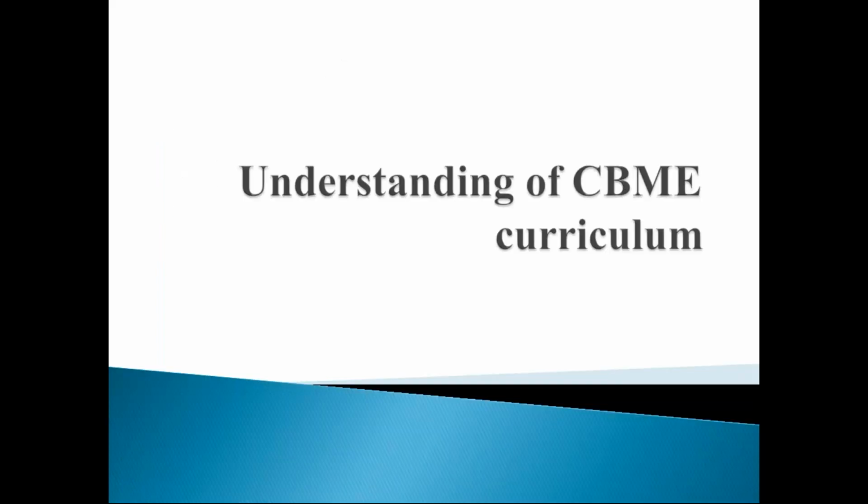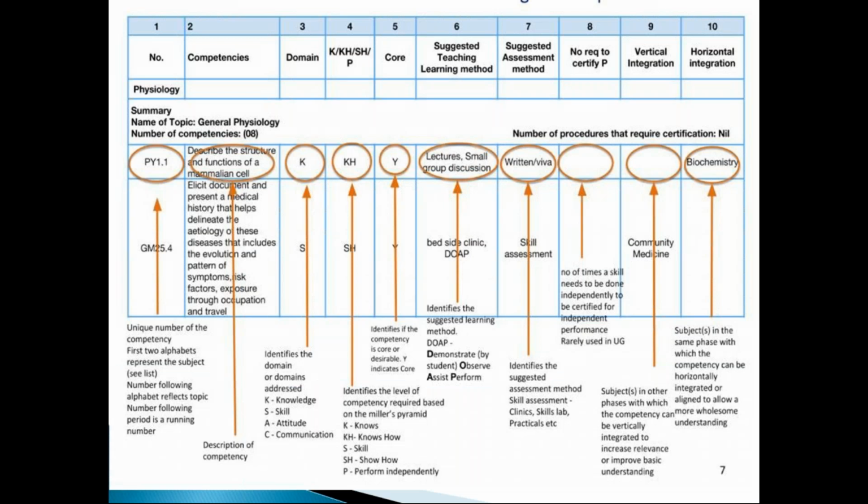Now coming to understanding the CBME curriculum table, I will not talk much about this table because we have discussed it several times. In this table, the topics are given. Each topic is assigned certain competencies, and there are domains of learning, level of competence, core and non-core. Then we have to derive the objectives from this competency, and in today's lecture we will learn how to derive the teaching learning methods from these objectives which are aligned to them.